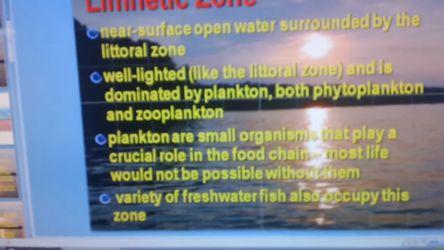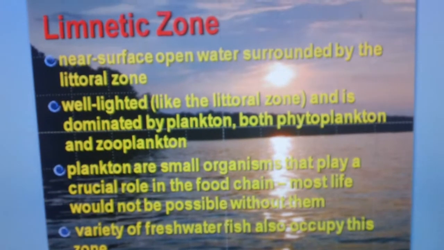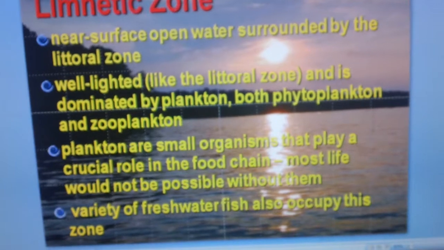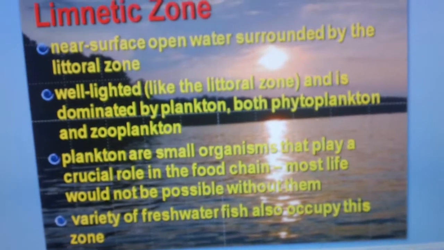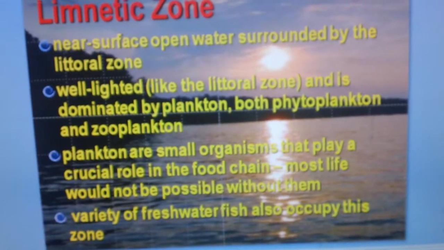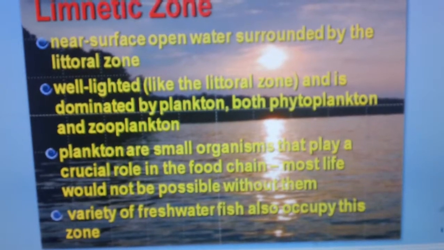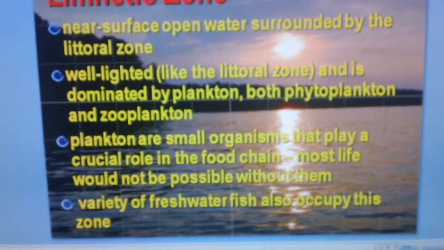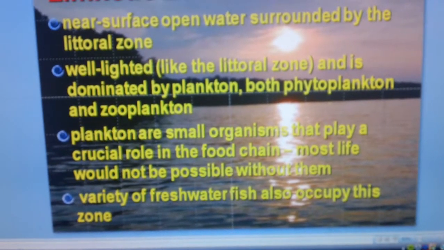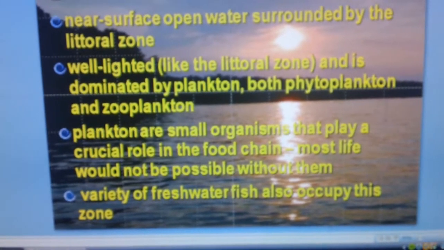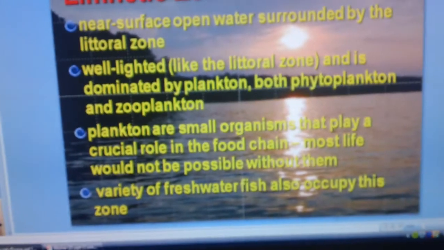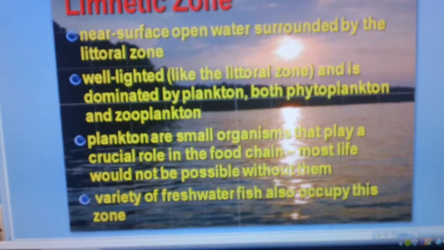The limnetic zone is near the surface of open water surrounded by the littoral zone. It's well lit and is dominated by plankton, both phytoplankton and zooplankton. Plankton are small organisms that play a crucial role in the food chain. Most life would not be possible without them. A variety of freshwater fish also occupy this zone.